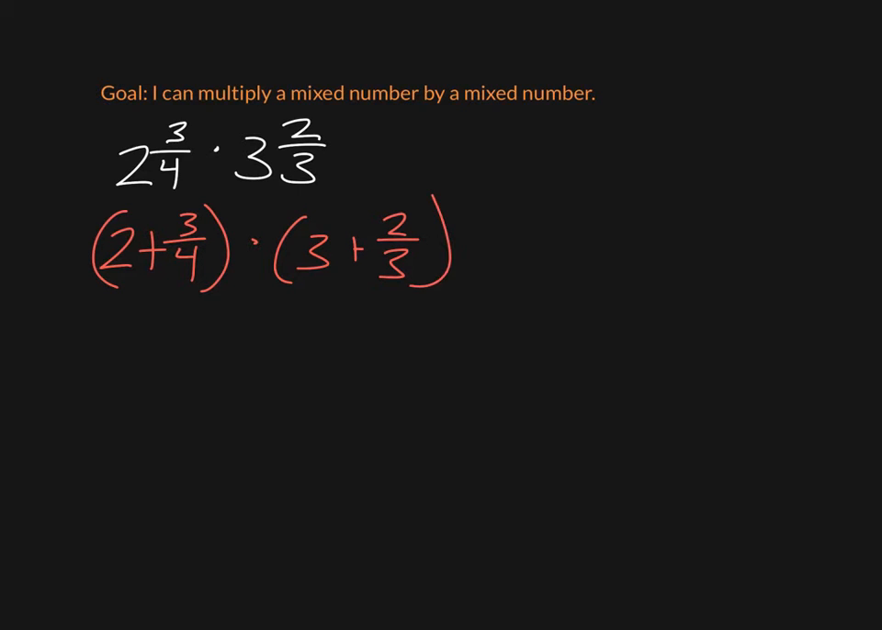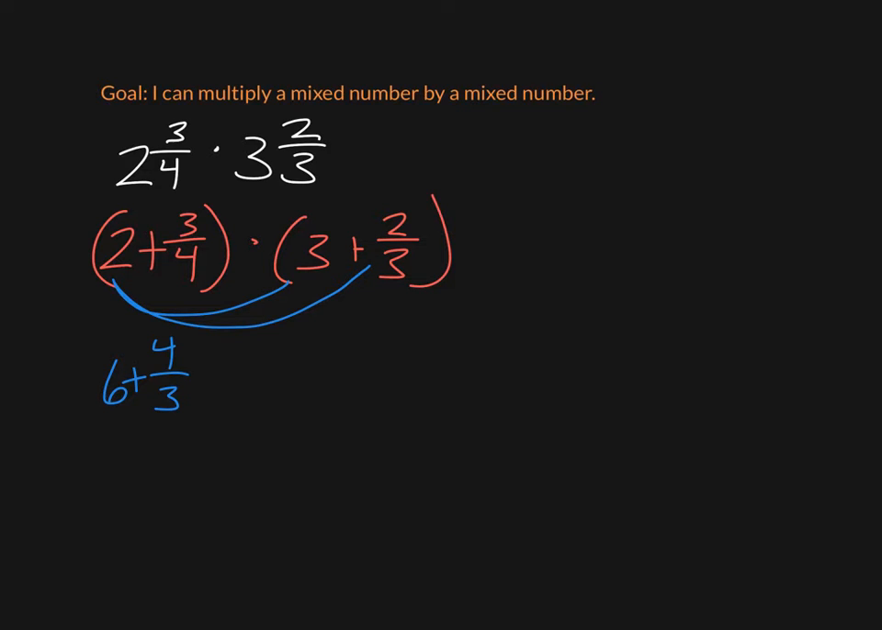2/3. So remember, with the distributive property, you're going to multiply everything in this set of numbers by everything in this set of numbers. I like to track my thinking by drawing some lines so I remember what I've multiplied. So I have 2 times 3, which is 6, and I have 2 times 2/3, which is 4/3. So 6 plus 4/3.